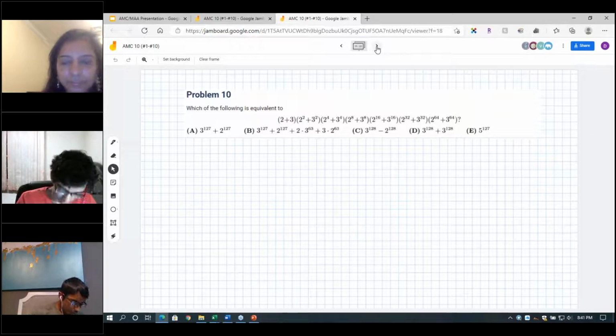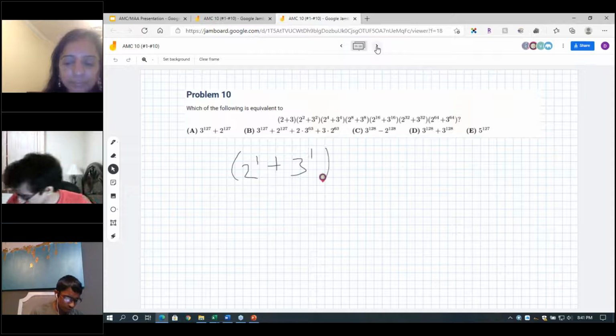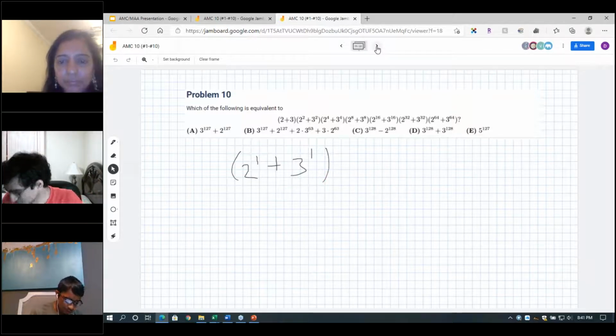So we see here that because the first term has exponents of 1, the exponent doubles every single time, right? From 1 to 2 to 4 to 8, it keeps on doubling. So what we are reminded of is having a squared minus b squared.